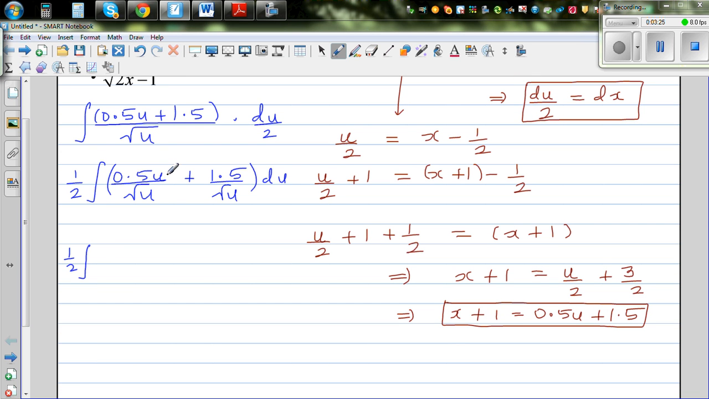So this is half times the integration of, I'm going to write u to the power 1 divided by u to the power half. So 1 minus half is half. So this is 0.5 u to the power half plus 1.5 u to the power negative half du. Now this has become a simple integration of polynomials.